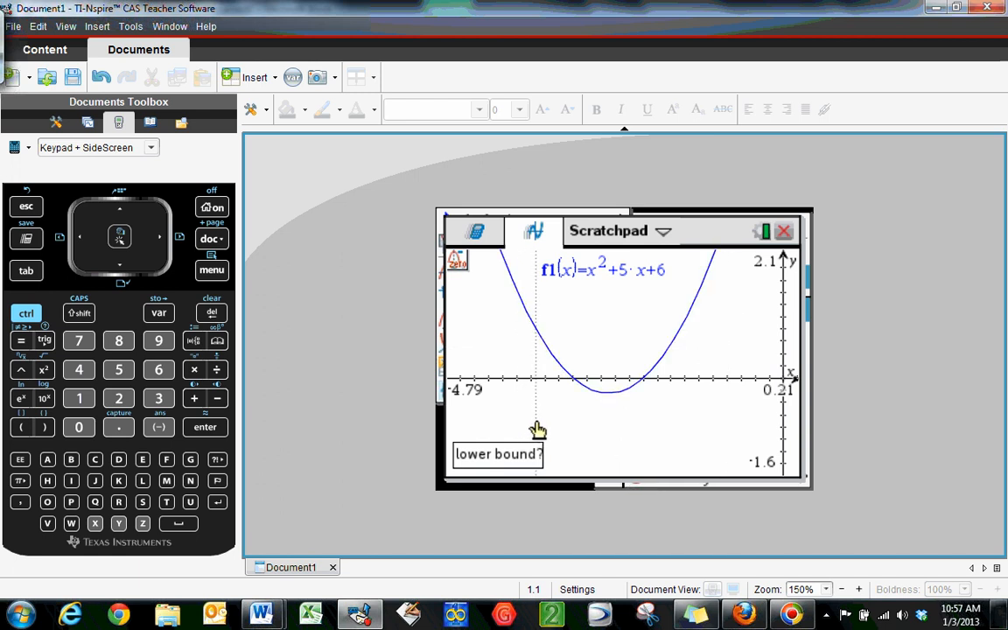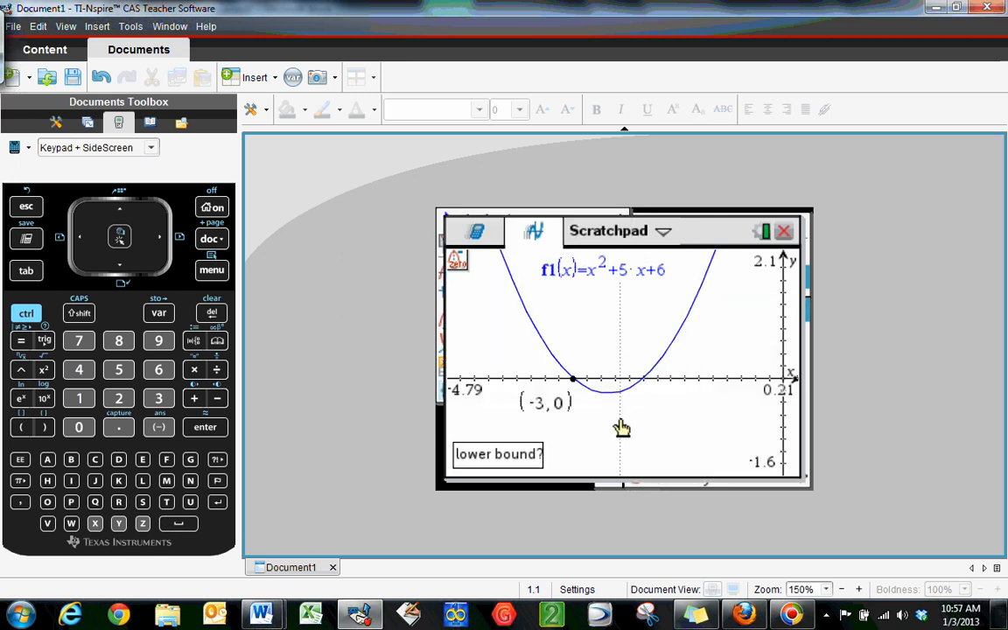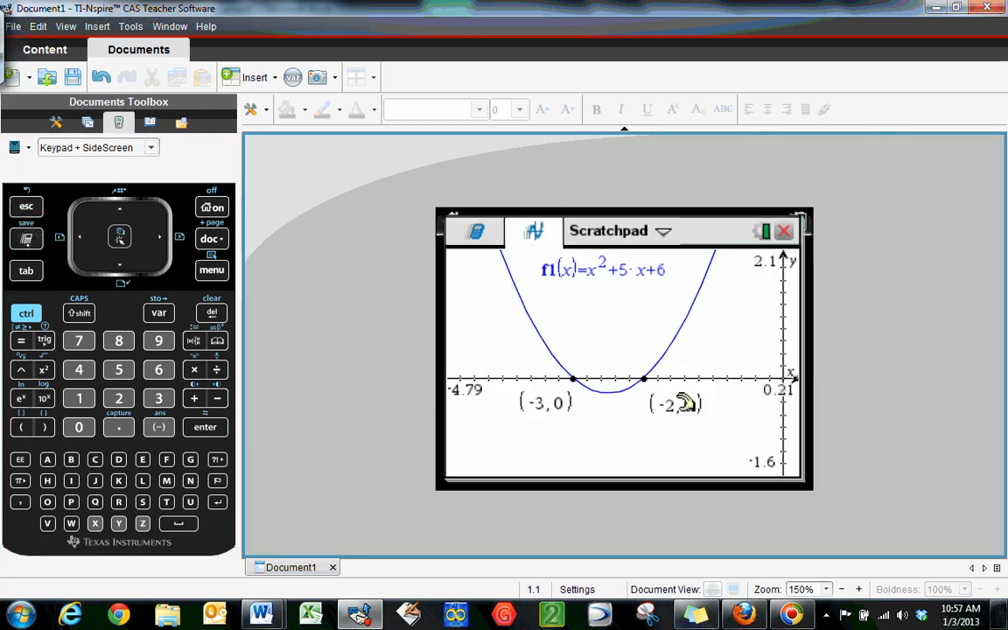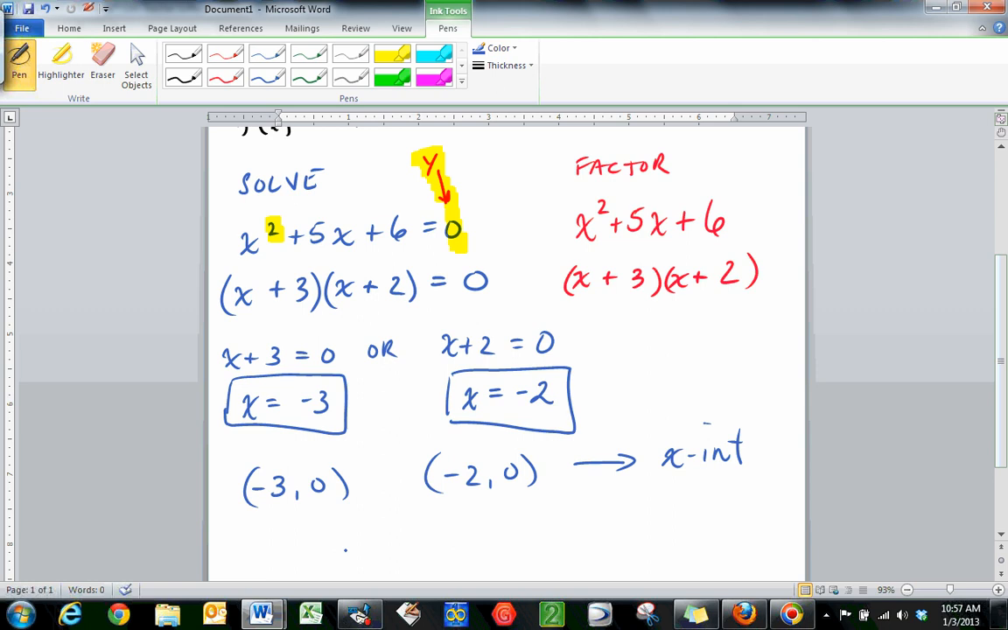Now I'm going to explain what that means here in just a second. So if I want to find the first zero, I'm going to do my lower bound, and I do upper bound, and you can see here that I have -3, 0 for one of my intercepts. And then I can do the exact same process again. I can find the other 0, and you can see that it's -2, 0 as well.